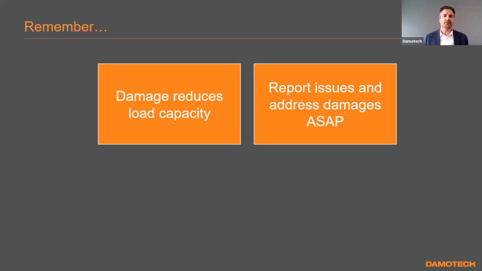Second point is, make sure that within your warehouse or your organization there is a safety culture. A simple way to go about it is to make sure there is a comfort zone where people can report issues, and not only report the issues, but there's a call to action in order to address damages. And most important, those issues cannot be ignored. Make sure that action is taken ASAP.